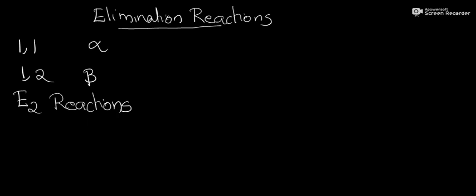Then the mechanism of a 1-2 elimination or beta elimination is of two types. That is, one is E1 mechanism, another one is E2 mechanism. First we discuss about E2 mechanism. What do you mean by E2 elimination or E2 reaction?